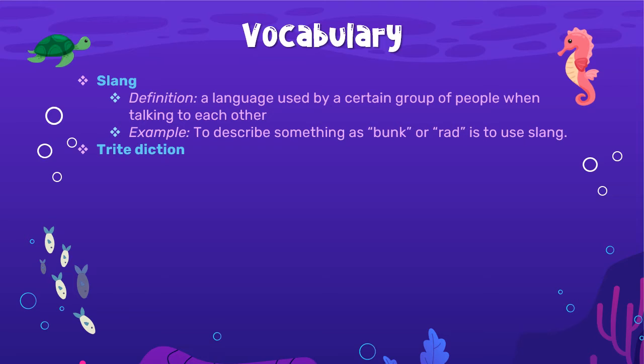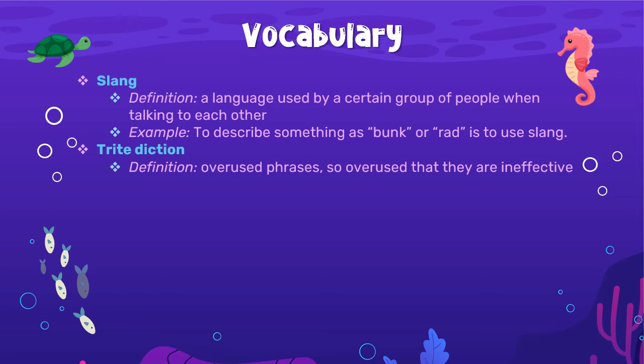Trite diction. Trite. Maybe you've heard someone say that's trite. Maybe you've never heard that word before in your life. What is it? It would be overused phrases. They're so overused that they're ineffective, so they're not something that you should use in writing. They're usually expressions like similes, and they're just very, very common. For example, saying her face was red as a beet is trite. This is something that's used so often. When you want to describe something as being very, very red, you'd say red as a beet.